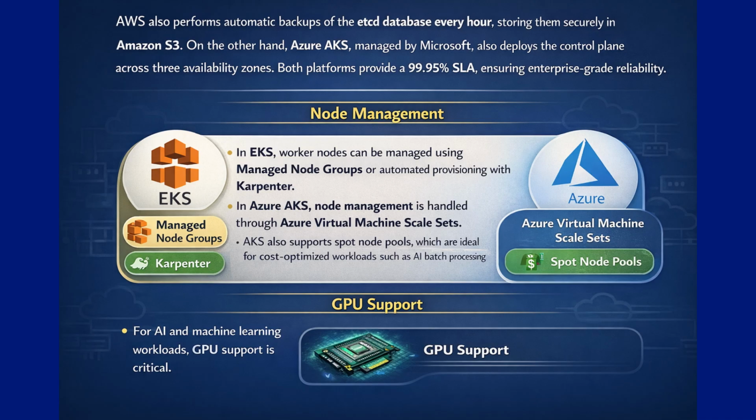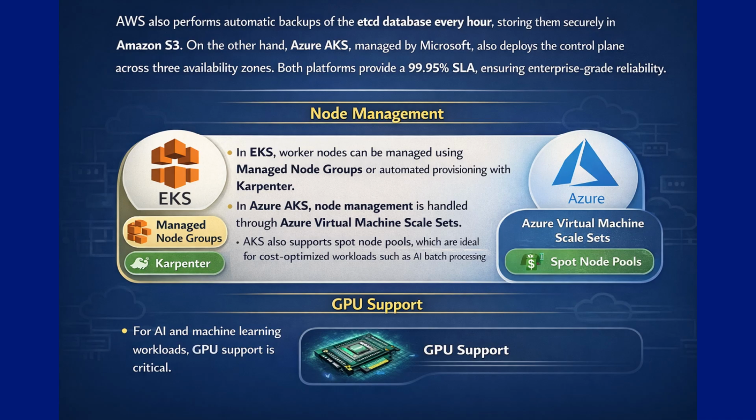Node management. In EKS, worker nodes can be managed using managed node groups or automated provisioning with Karpenter. This allows clusters to automatically launch Amazon EC2 instances based on workload demand. In Azure AKS, node management is handled through Azure Virtual Machine Scale Sets. AKS also supports spot node pools, which are ideal for cost-optimized workloads such as AI batch processing.